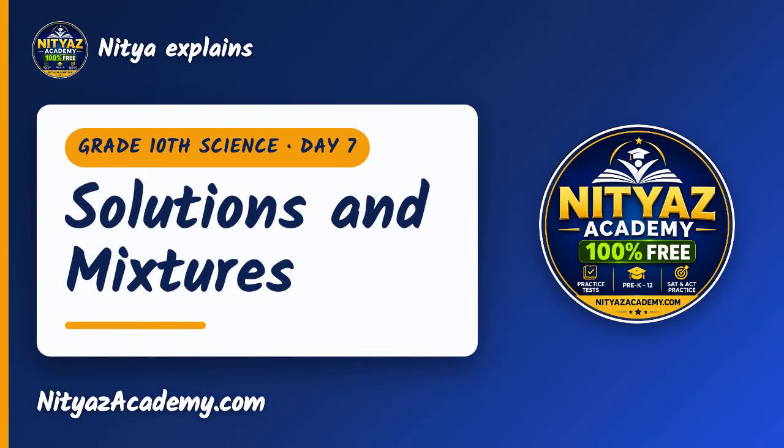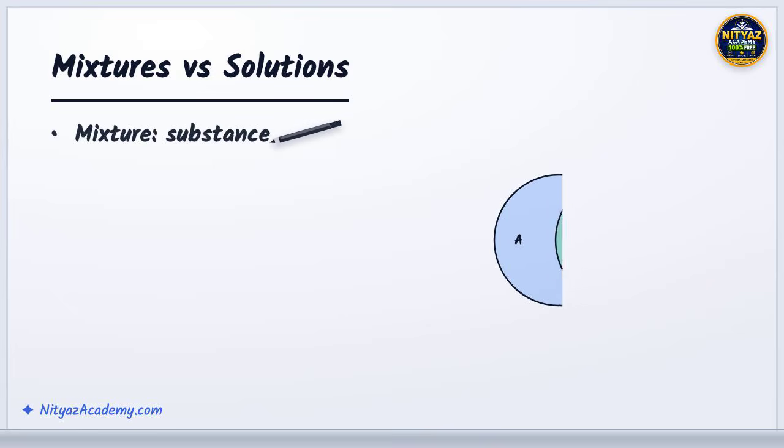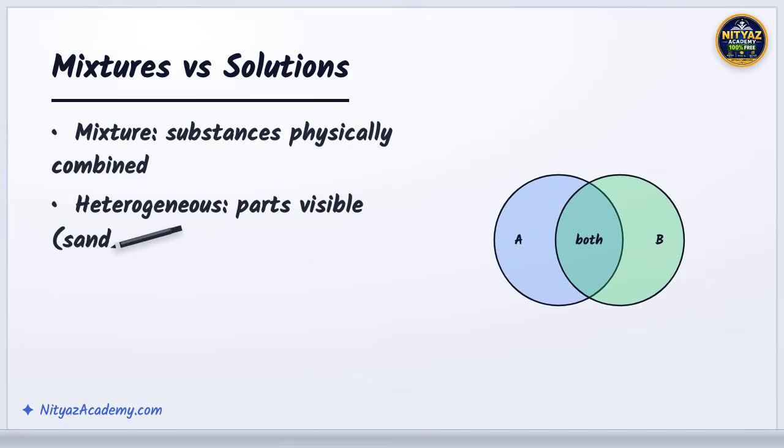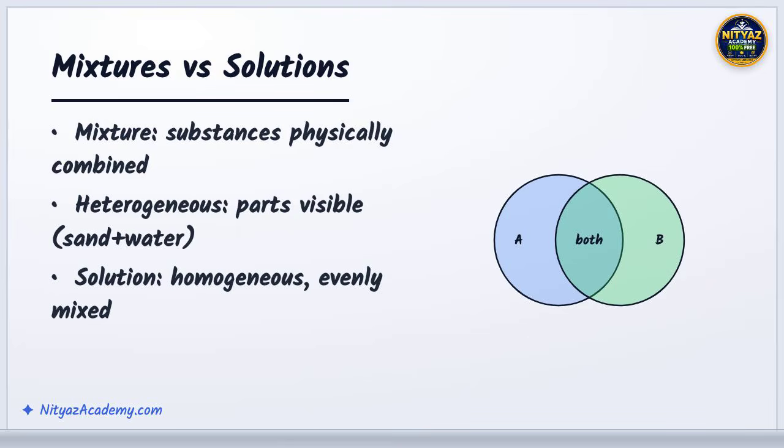Let's learn solutions and mixtures together, step by step. A mixture is two or more substances combined physically, not chemically, so they keep their own properties. Some mixtures are heterogeneous, like sand in water, where you can see the separate parts. A solution is a special homogeneous mixture, evenly blended down to the particle level. In a solution, everything looks like one smooth substance throughout.